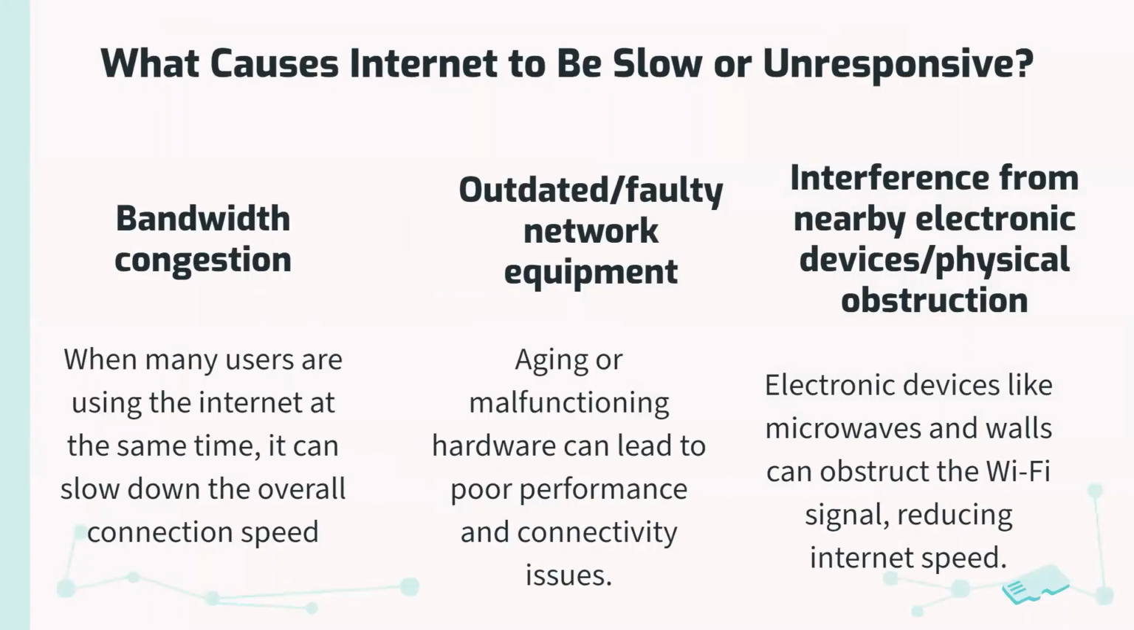What causes internet to be slow or unresponsive? Firstly, this could be because of bandwidth congestion. When many users are using the internet at the same time, it can slow down the overall connection speed. It could also be because of outdated or faulty network equipment. Aging or malfunctioning hardware can lead to poor performance and connectivity issues. Lastly, another reason might be because of interference from nearby electronic devices or physical obstructions. Electronic devices like microwaves and walls can obstruct the Wi-Fi signal, reducing internet speed.